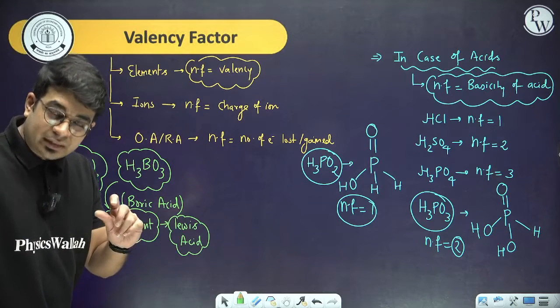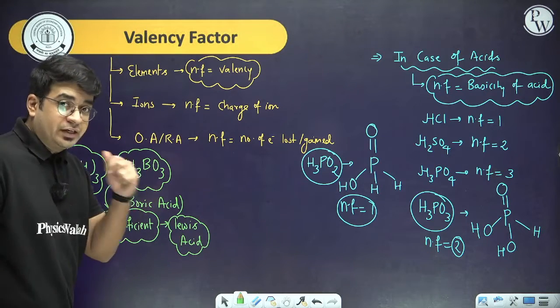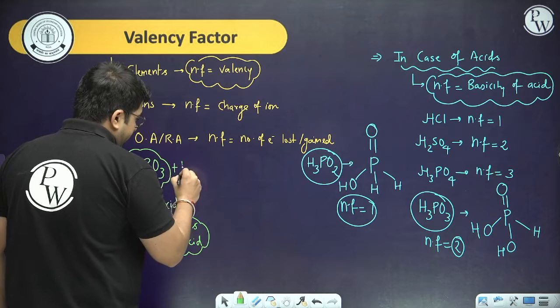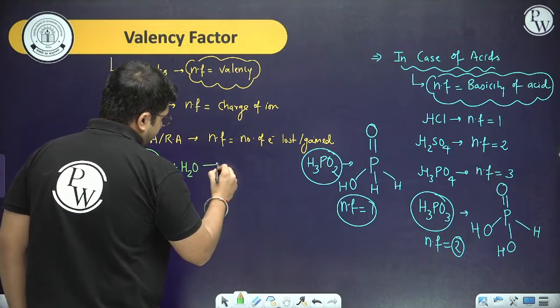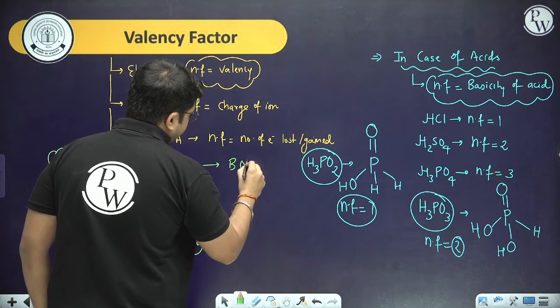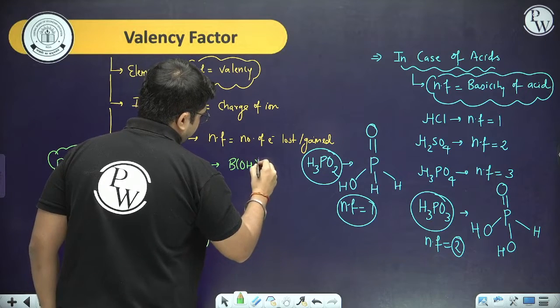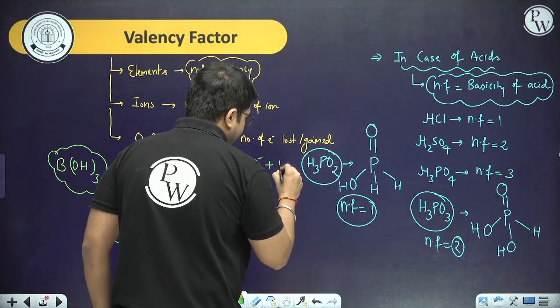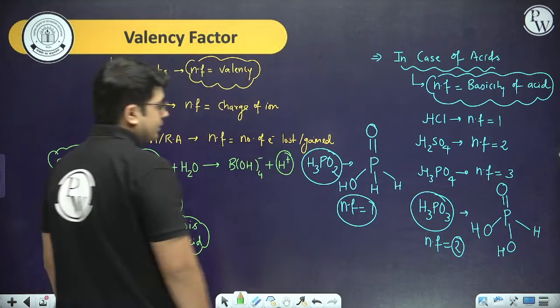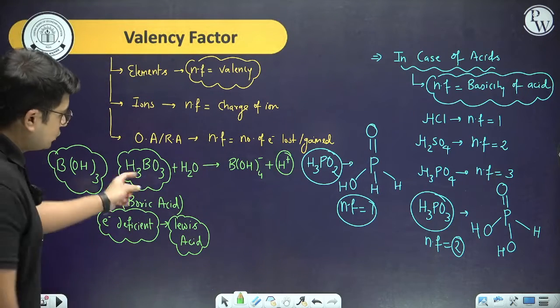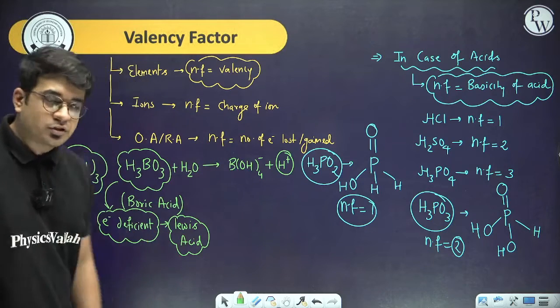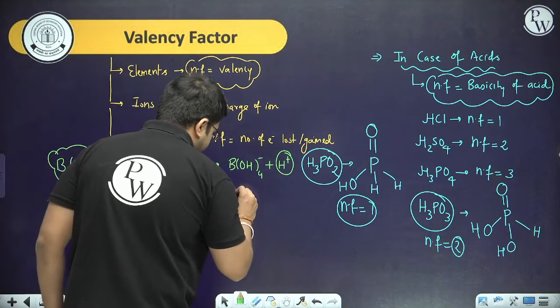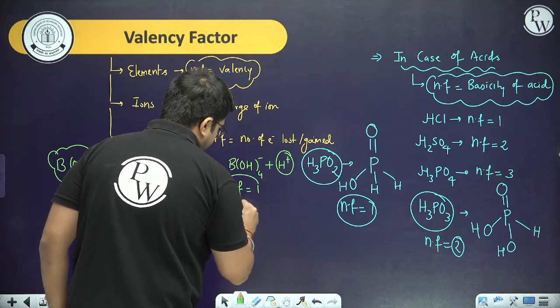It's going to react indirectly. It's going to give H positive indirectly. What happens? It actually reacts with water and eventually forms B(OH)4 negative by accepting OH negative from water, and indirectly releases H positive inside the solution. So in aqueous solution, it indirectly gives only one H positive, 1 mole of H positive. It means its N factor will be 1.